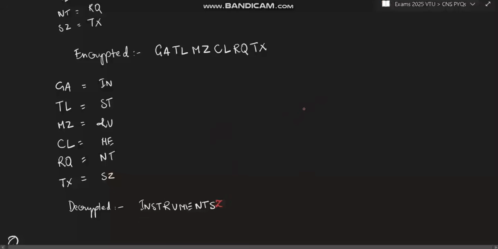Okay, this is how the Playfair cipher algorithm works. Very simple one, just remember the rules and you can follow the method which I have shown.